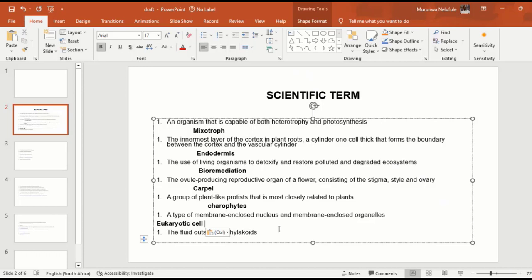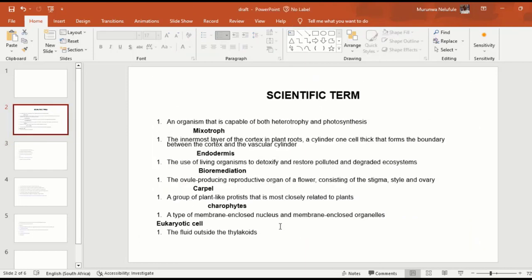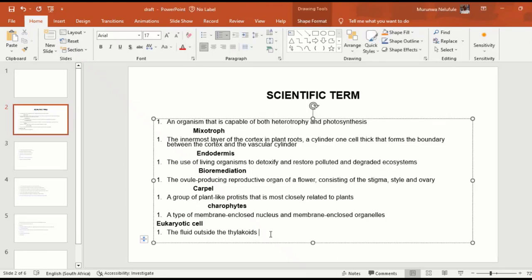Then the other one is the fluid outside the thylakoids. Which one is that? The stroma. Stroma, okay. Anyone else? The answer will shock you. It's actually the chloroplast.